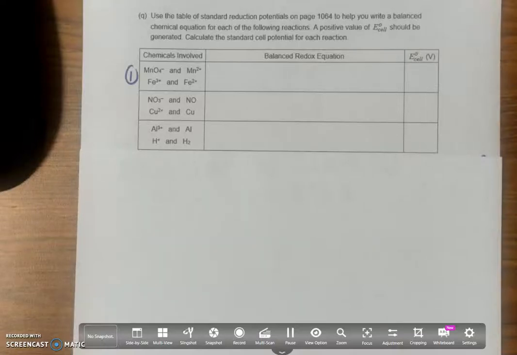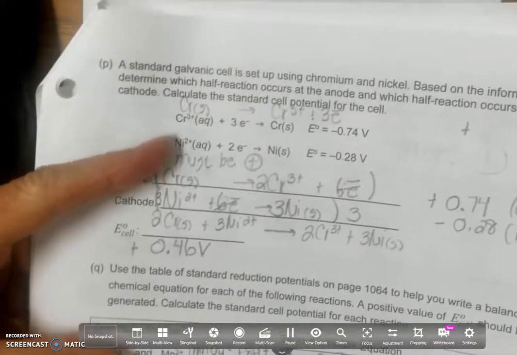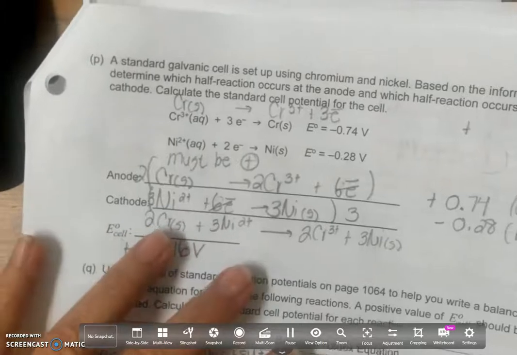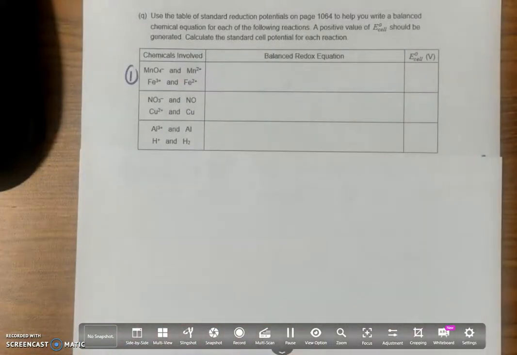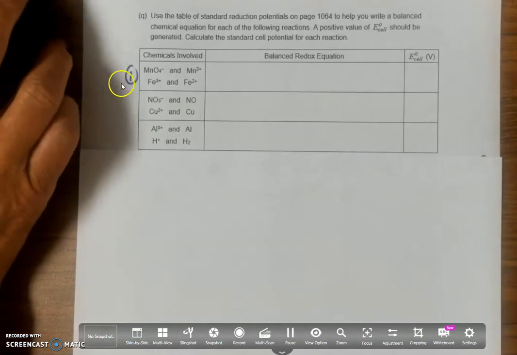All right, the next thing that you might have to do is, instead of being given the half reaction, so in this case, the half reactions were given to you, you just flip one and you calculate. What if they just gave you the species? You have to find the half reaction, create the half reaction, and then go from there. So let's do the first one.